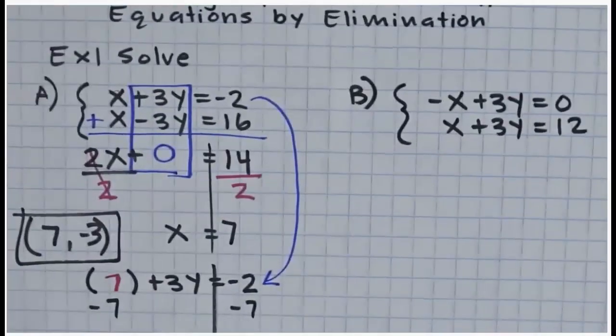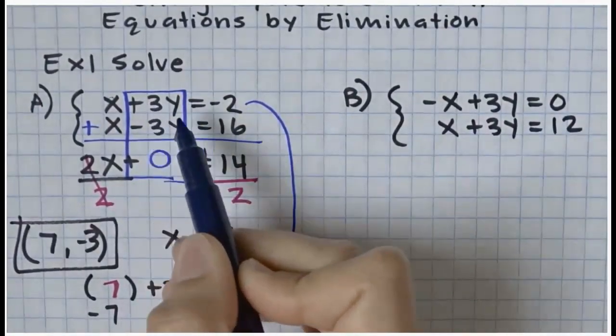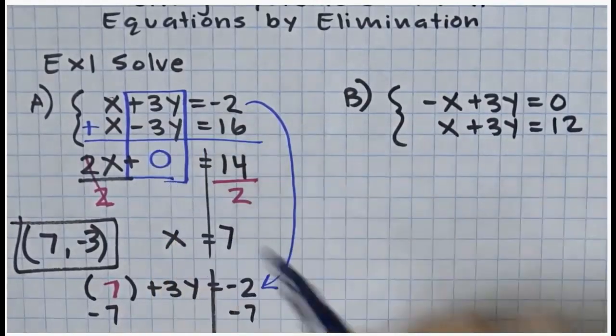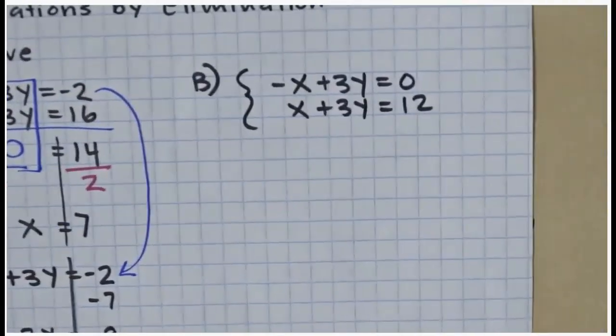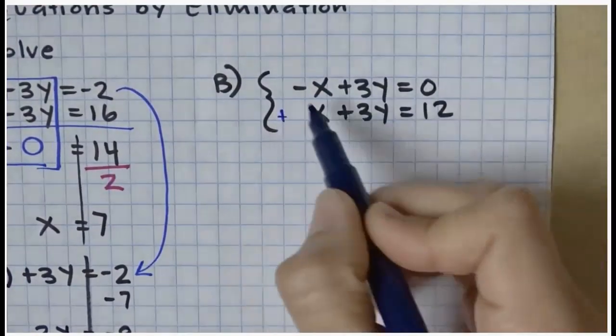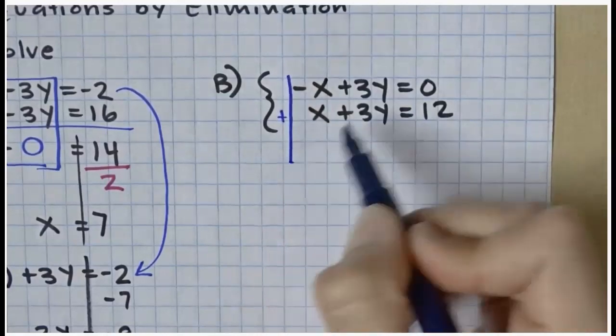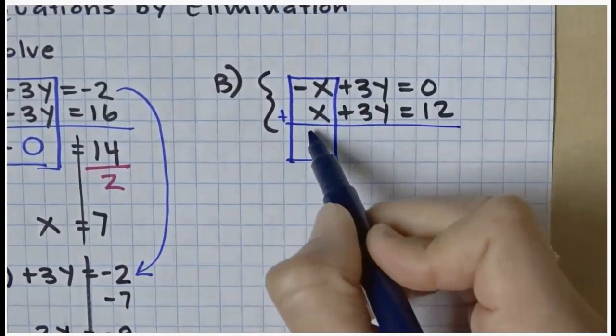Some students will say, yeah, Miss Flores, you got lucky this time, right? 3y minus 3y is 0, but that's not always going to happen. You're not always going to get a term that equals 0. And in that case, we are going to do something different, and we'll get to that. So, for this one, you should have been noticing that if I add them up, these two will be 0.